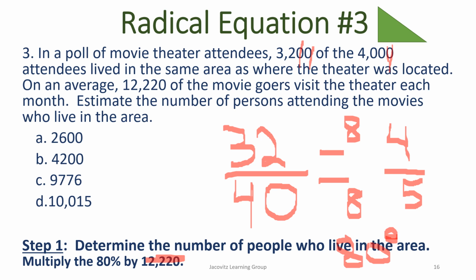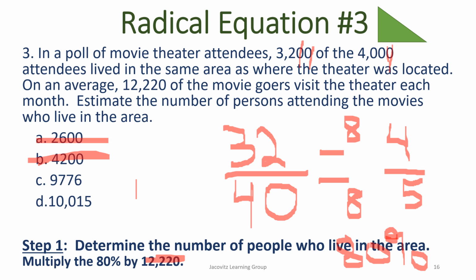And then you take the 80% and multiply it by 12,220. Let's do this. If you were to take a third of this, you would get about 4,000. So we're looking for 80. So 2,600's out. We just went over that, that would be 4,000. But even if you don't know, 50% of this is what? 50% of this would be 6,600. So it's over 4,200 because you're not at 60.